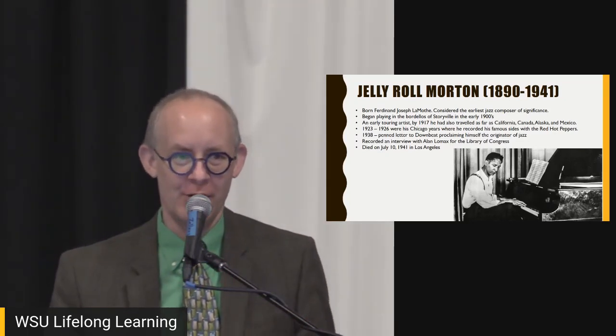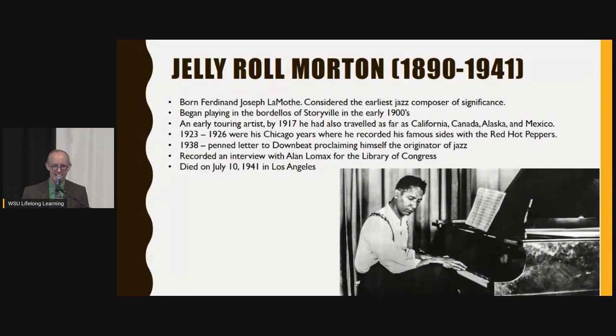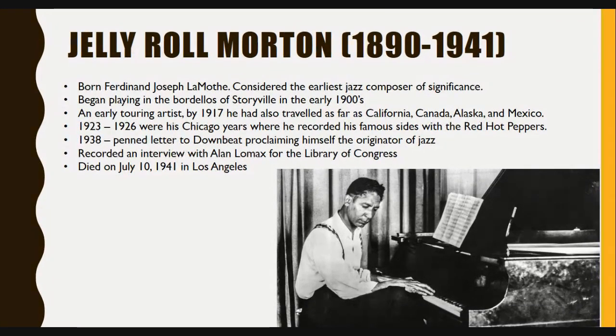All right, so I had a few more important early musicians I wanted to get through with New Orleans music, and this fellow is one of the most interesting and one of the most important. Jelly Roll Morton. His parents did not name him Jelly Roll. His name is Ferdinand Joseph Lamothe. He was one of the Creoles of color in New Orleans, and I have written here, considered the earliest jazz composer of significance.